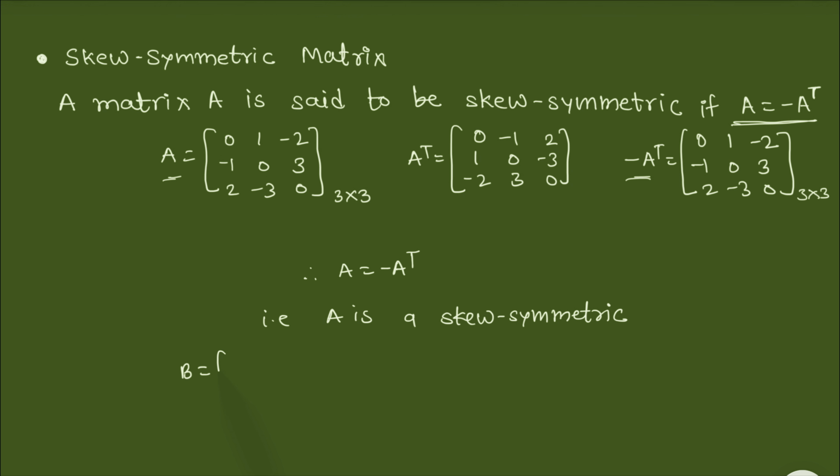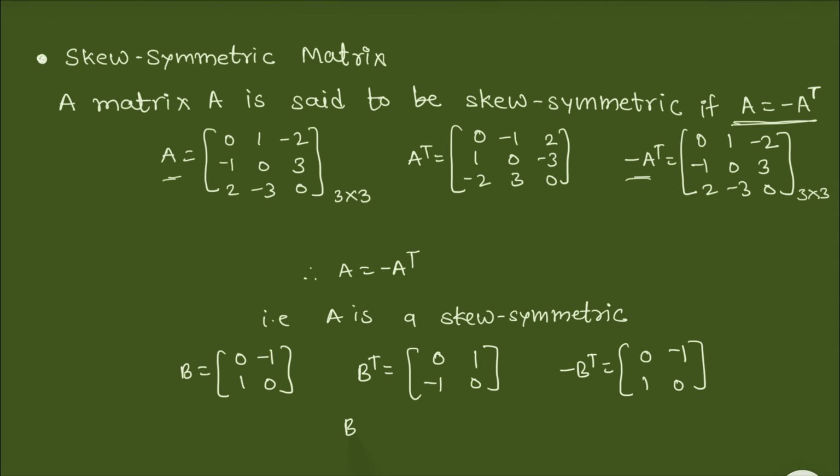B is equal to a matrix 0, minus 1, 1, 0. Then B transpose is a matrix 0, minus 1, 1, 0. Then minus B transpose is a matrix 0, minus 1, 1, 0. That is B is equal to minus B transpose. Therefore B is also a skew symmetric matrix.